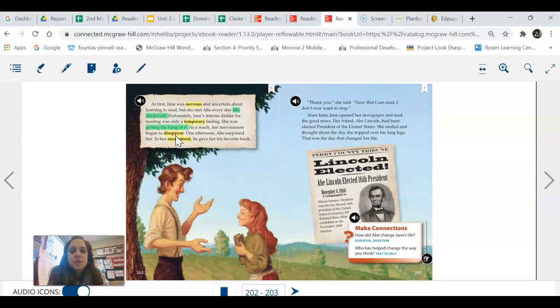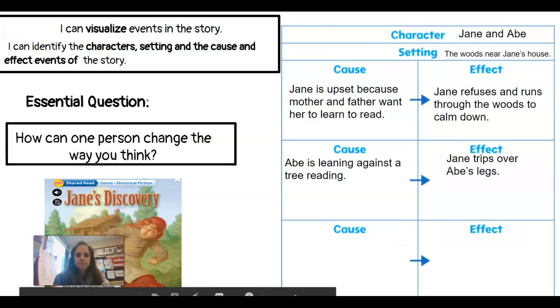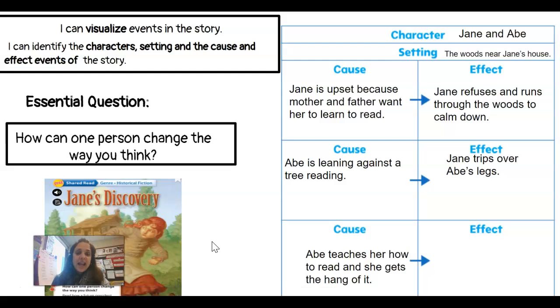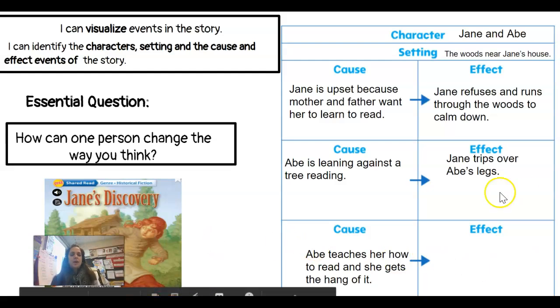Well, Jane's not nervous about reading anymore. Why? Because she's getting the hang of it. Abe is teaching her how to read. Let's record that cause and effect key detail in our graphic organizer. So I have Abe teaches her how to read and she gets the hang of it. What happens since Abe teaches her how to read and she gets the hang of it? Well, in the text it said, as a result, Jane is not nervous about reading anymore.